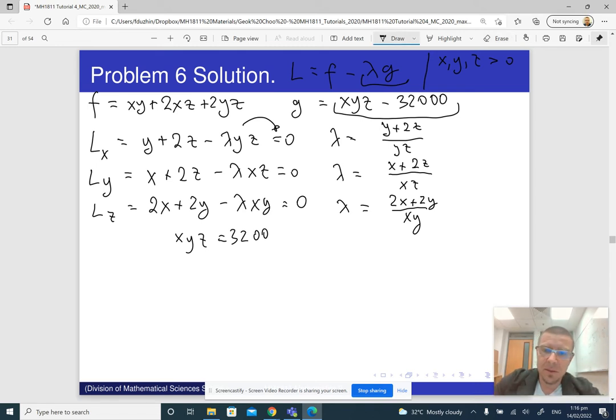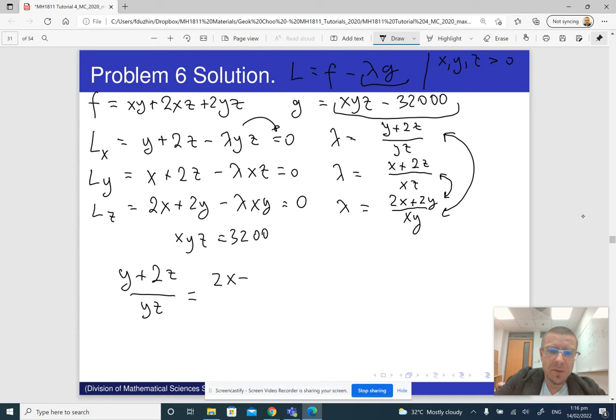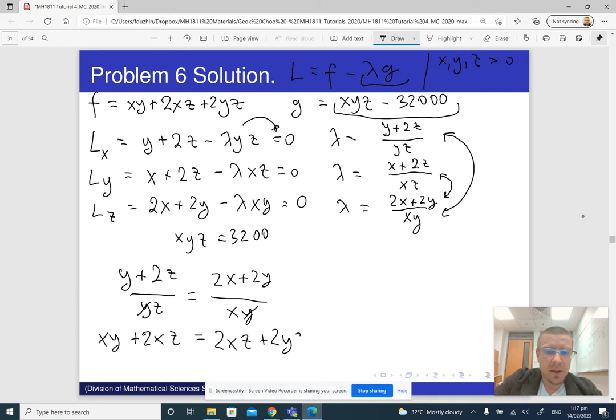I guess what makes sense, because of the symmetry, is we can equate the third equation and the second equation, and the third equation and the first equation, right? So I know that y plus 2z divided by yz equals 2x plus 2y over xy, because both of them are equal to lambda. The whole point of this is to exclude lambda, so I don't really care about lambda anymore. Let me try to simplify this. Both sides have y, so I can cancel by y. Now I can multiply by xy. Multiplying by xy, I will get xy on the left plus 2xz equals, on the right, 2xz plus 2yz.